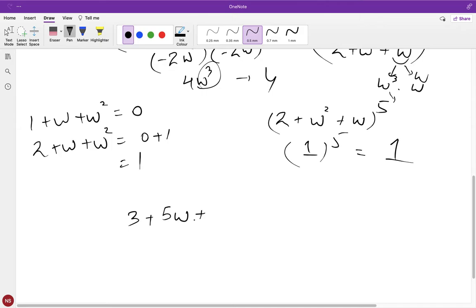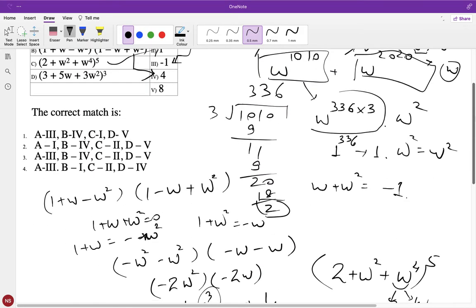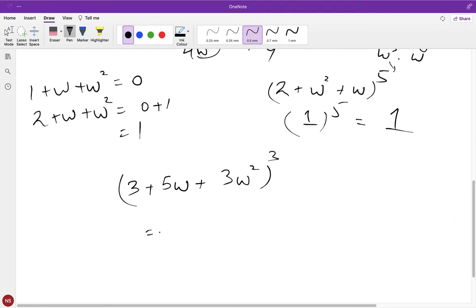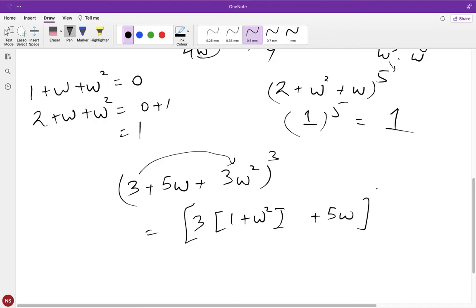3 plus 5 omega plus 3 omega square raised to the power 3. Okay, so if I take 3 common from these two, I get 1 plus omega square plus 5 omega whole cubed. 1 plus omega square is equal to what? Minus omega, right? Because 1 plus omega square is 0, so 1 plus omega square is minus omega. So minus 3 omega plus 5 omega whole cube.